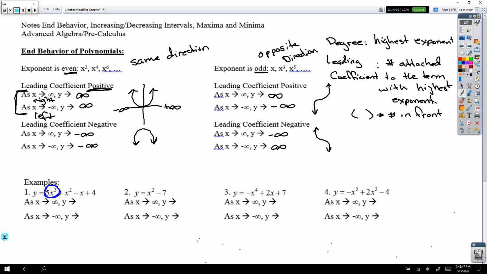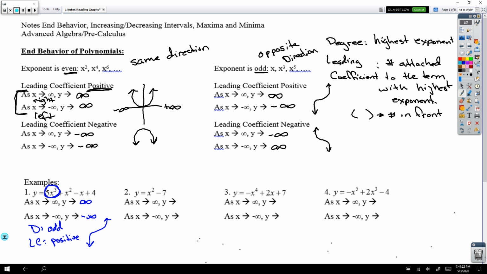So 5x to the third. That tells me that my degree is odd, right? Third power. And my leading coefficient is 5, which is positive. So odd and positive looks like this. So as x approaches positive infinity, right side, my graph is going up to positive infinity. As x approaches negative infinity, left side, my graph is going down to negative infinity.